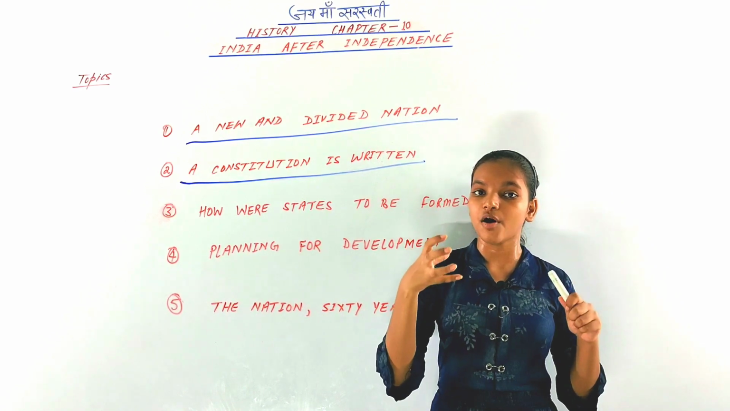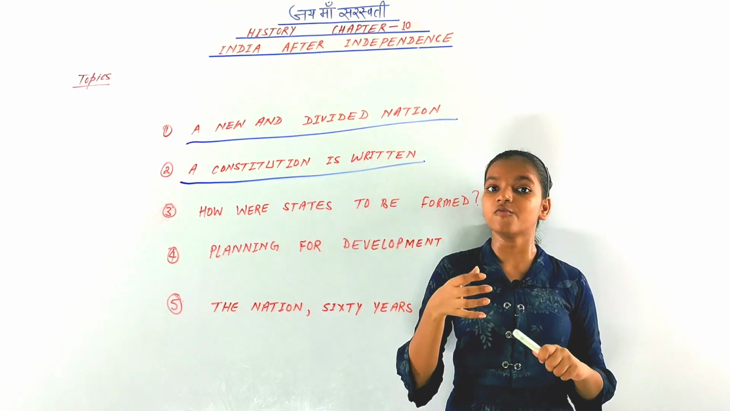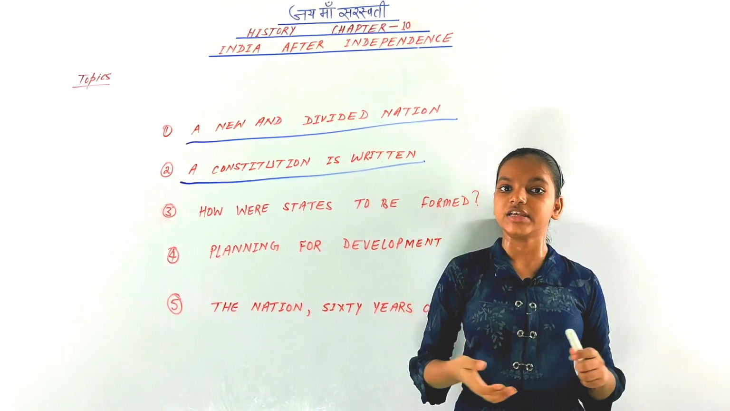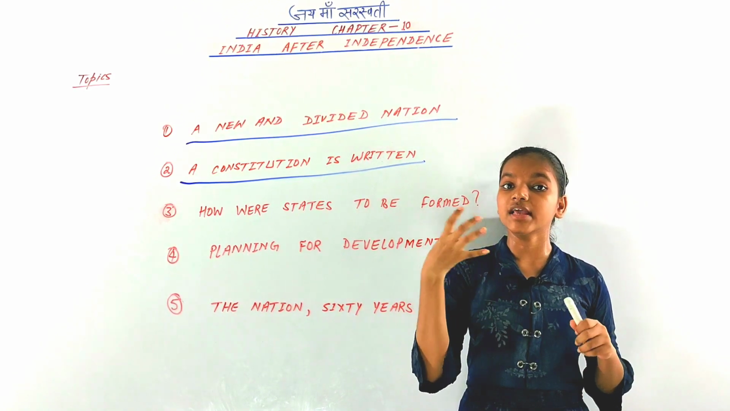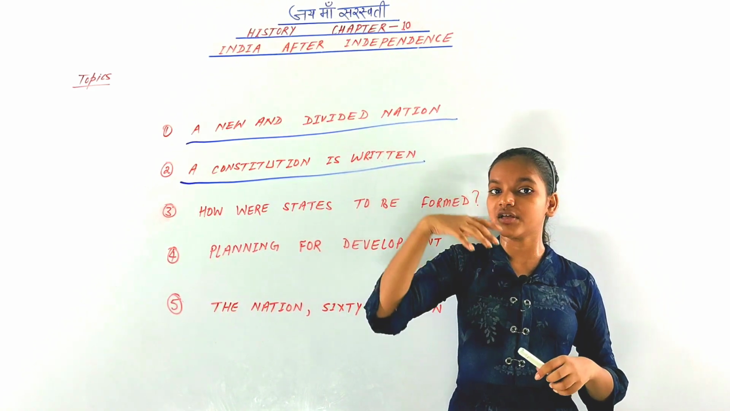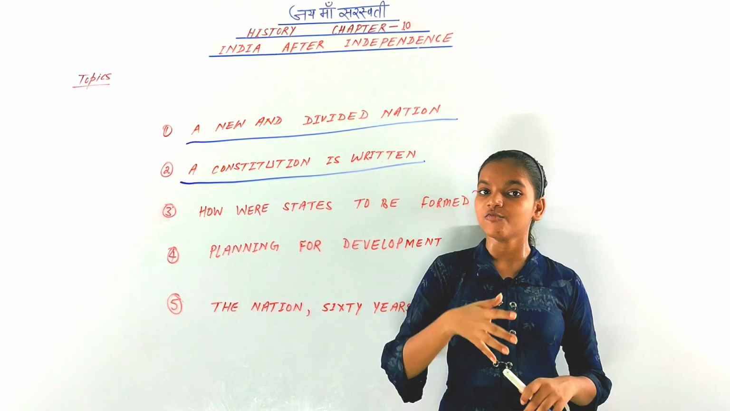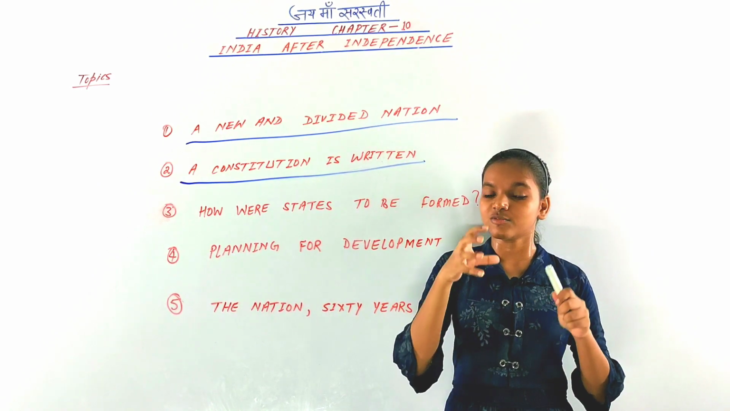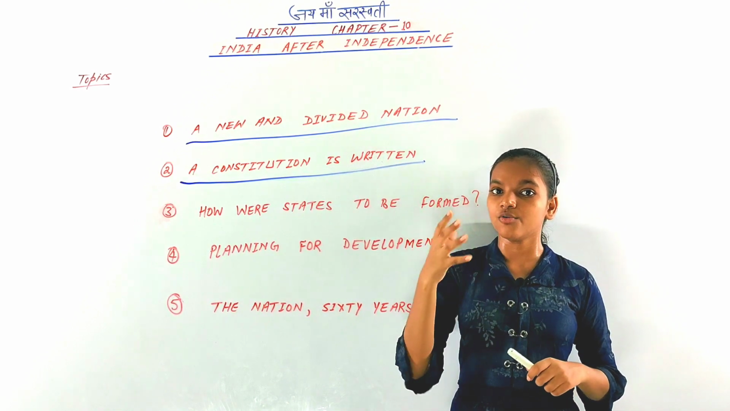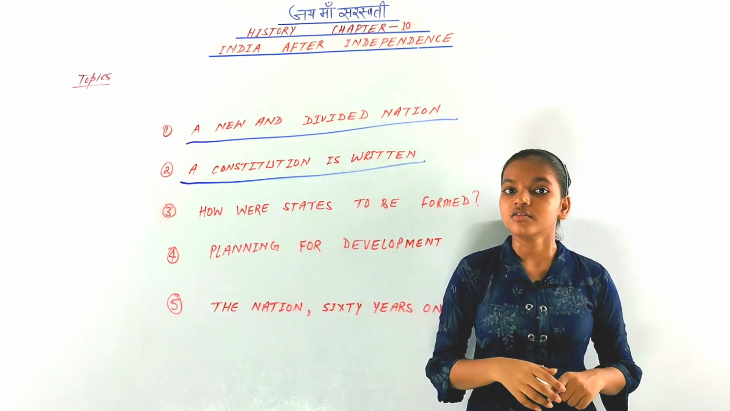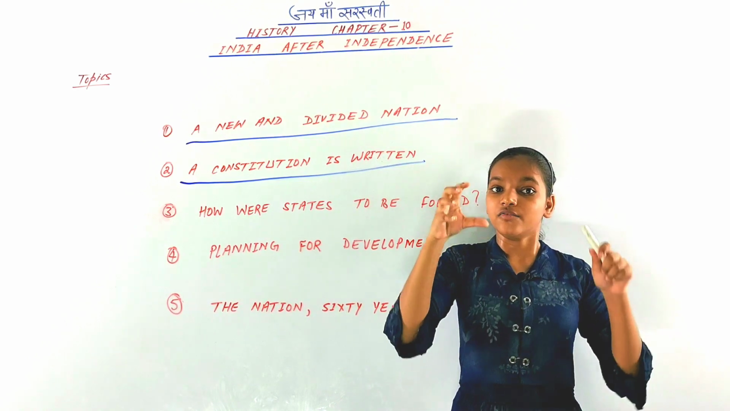One of the most important features was the adoption of universal adult franchise. According to this franchise, people above the age of 21 had the right to vote irrespective of their gender, religion, caste, race, whether rich or poor, lower caste or upper caste, tribal people, scheduled tribes. So they all had the right to vote.